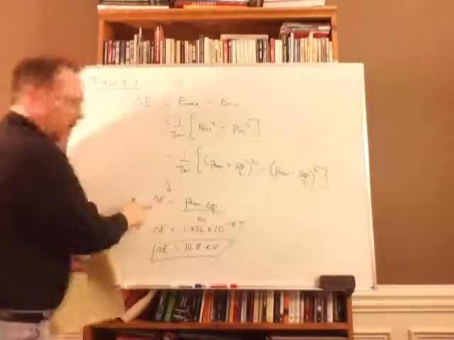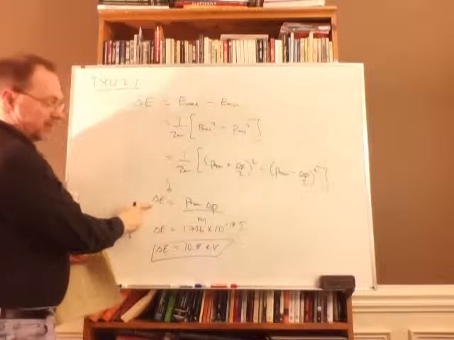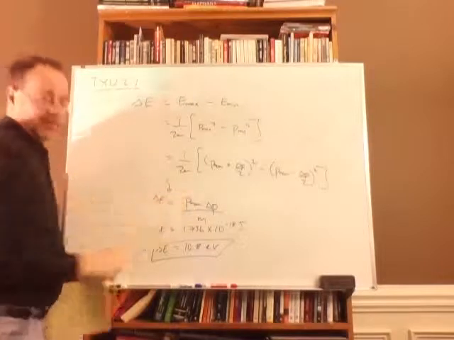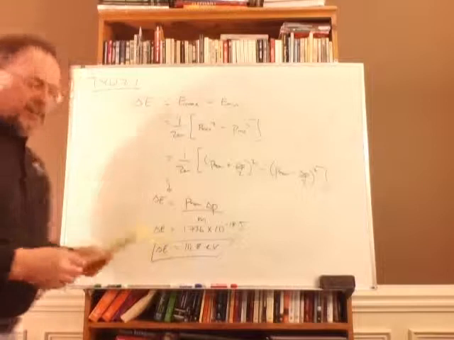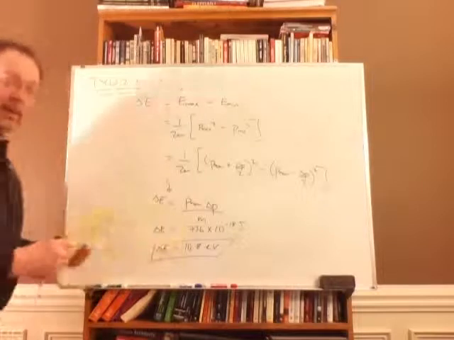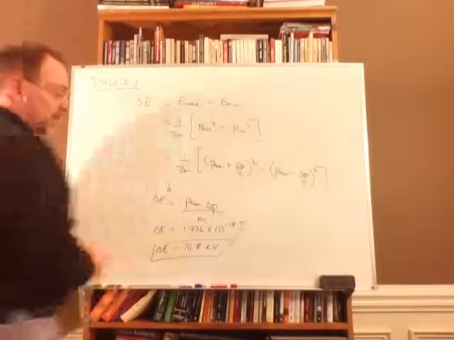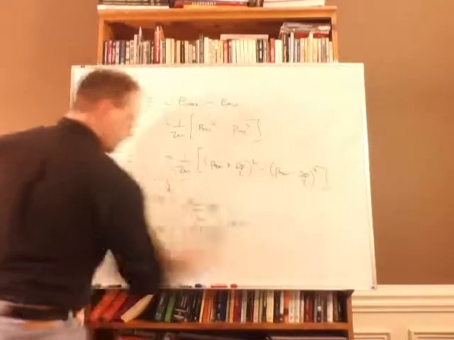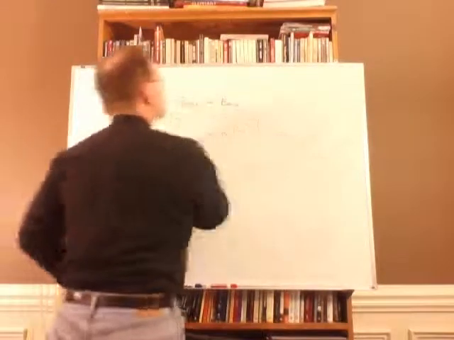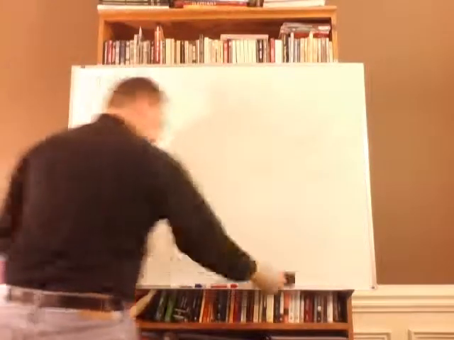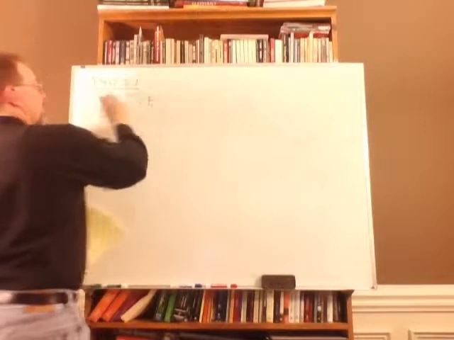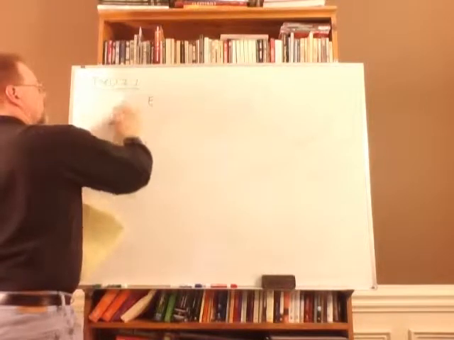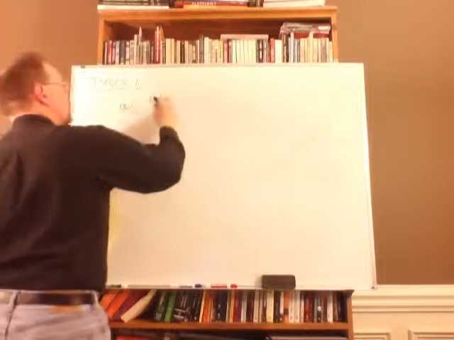Of course, this was the key relationship right here, that delta E is equal to P nom times delta P over m. This is our brute force approach. Now let's try a more elegant and hopefully more intuitive approach. This is our elegant approach.